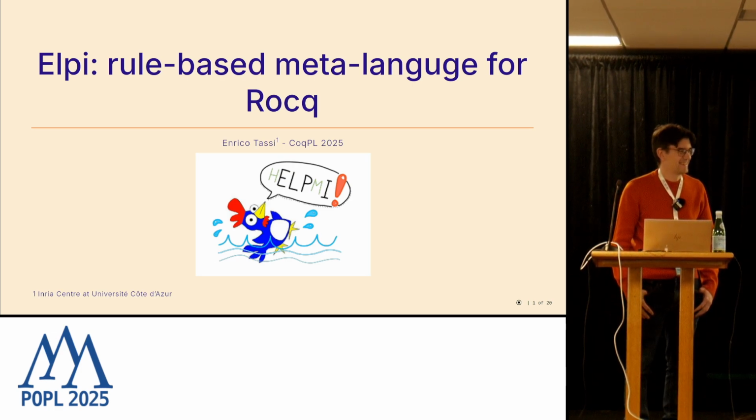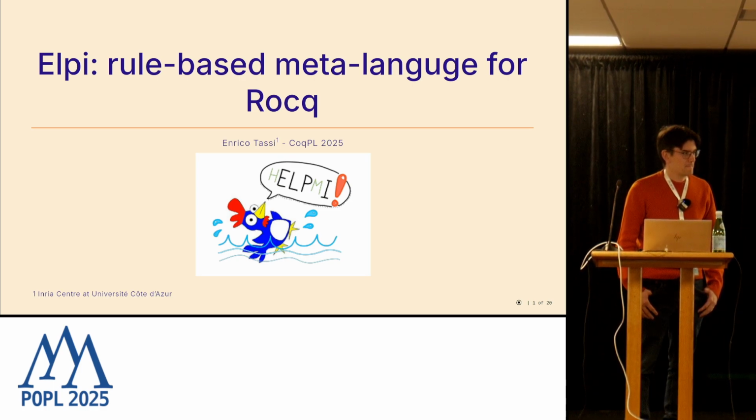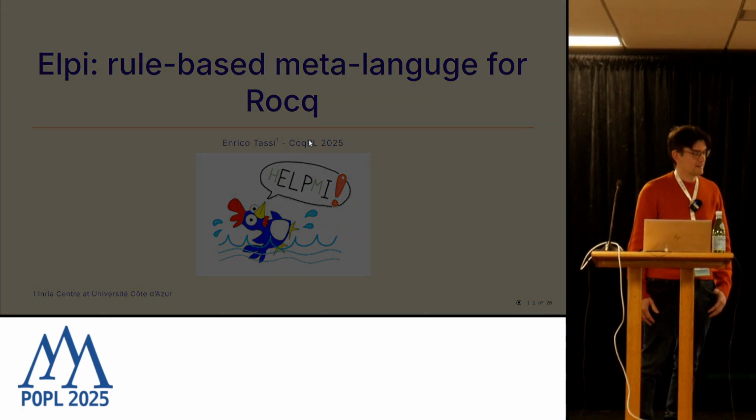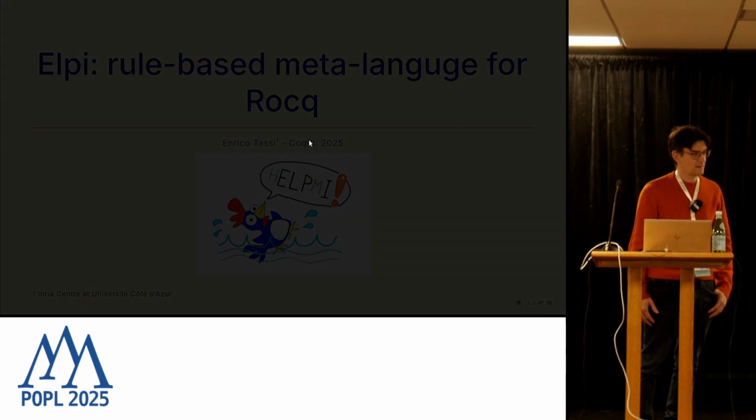So today he's going to be talking about Elpi. Elpi is a high-level programming language designed to implement new commands and tactics for the Rocq theorem prover, which is what he's going to be talking about. And that'll be followed by 2 talks, one by Joshua Cohen and one by Thibault.